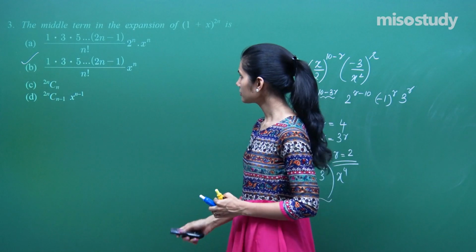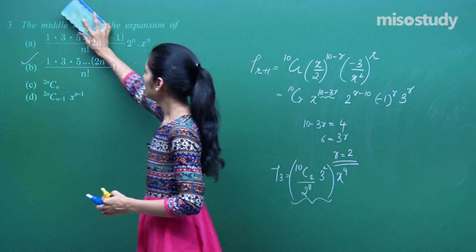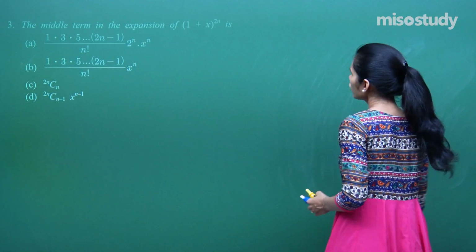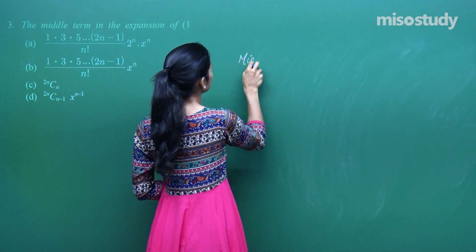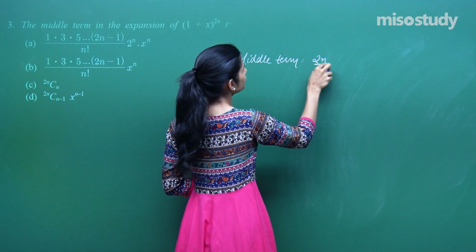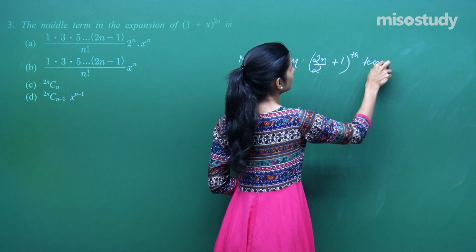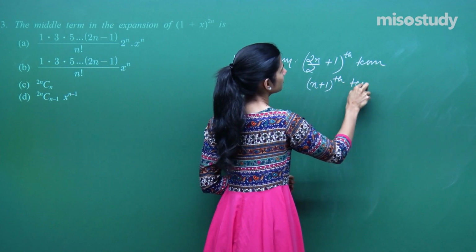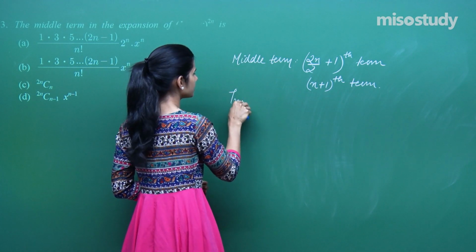OK. What is the middle term in the expansion of (1 plus x) whole to the power 2n? Now for the middle term I have to see whether my index is even or odd. 2n is obviously even for any n, so the middle term becomes the (2n by 2 plus 1)th term, meaning the (n plus 1)th term. Okay? What is the (n plus 1)th term?